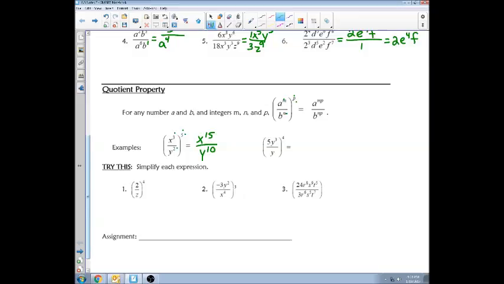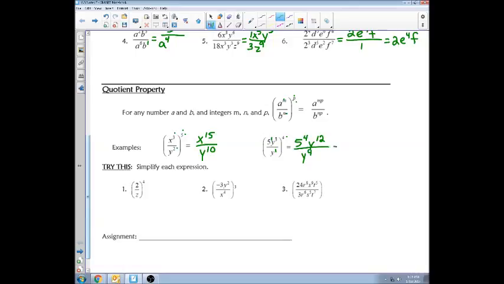Okay. The second example, I have 5 raised to the 4th power, because this is really 5 raised to the 1st. 1 times 4 is 4. Staying in my numerator, 3 times 4 is going to get me 12. Remember, this is y to the 1st, so y to the 1st raised to the 4th power. 1 times 4 is 4. Now I have to use our division property from above to figure out our y.